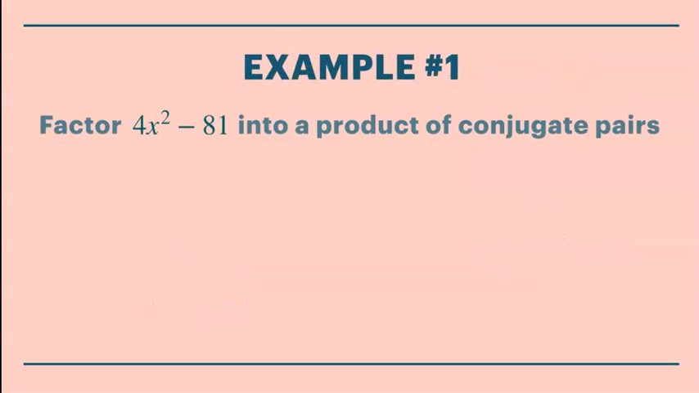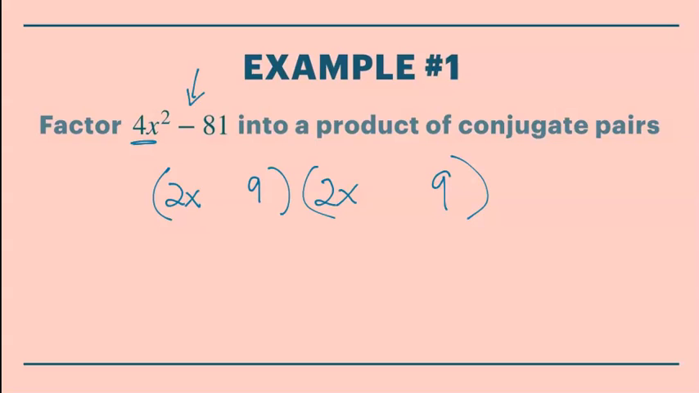When you break these up, what happens is this. You have the square root of the first term, so 4x squared breaks up into 2x times 2x. The square root of the second term, so 81 is 9 and 9. In order to get this minus sign, you have to have a plus and a minus. This is what we call a conjugate pair: something plus a number, something minus a number. So 2x plus 9, 2x minus 9 is our conjugate pair.